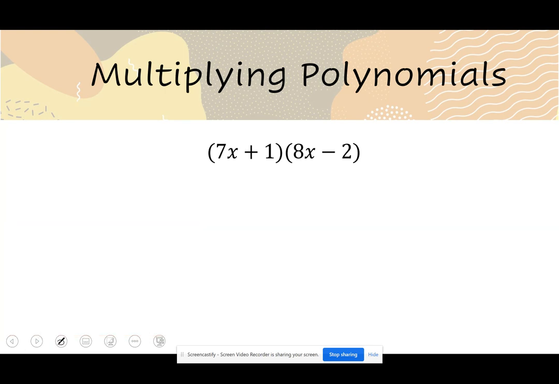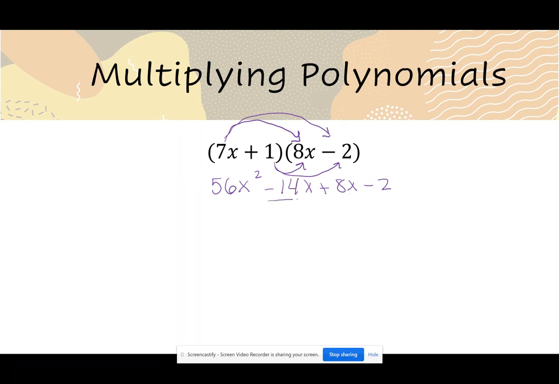The first is to just keep track of what you do. 7x times 8x gives you 56x squared. Again, add exponents. 7x times -2 is -14x. 1 times 8x is plus 8x. And 1 times -2 is -2. Combine these like terms, so we have 56x squared minus 6x minus 2. And that would be your final answer.